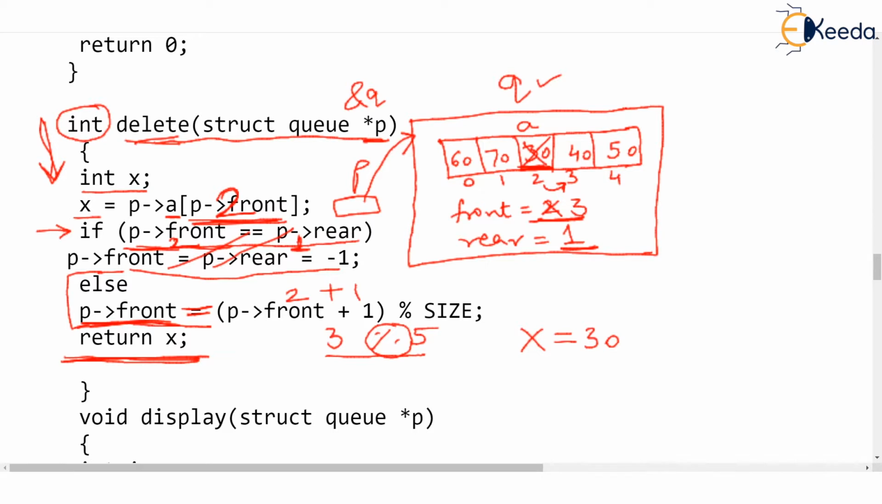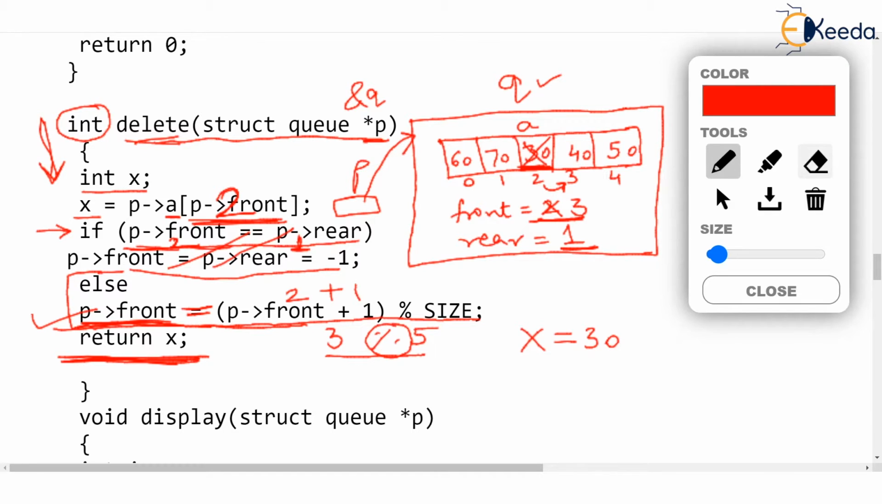I mean, this statement, such a big statement, is the same as front plus plus. Front was 2 and we have just made it 3. So one might wonder why such a complex statement has been written. If it is the same as front plus plus, why is this written? You will see the effect of this statement when we reach the border or boundary of this queue, and we will circularly go back to 0th place by using the mod operator. Okay, so p arrow front has been decided as 3, and finally we return X. That means we return 30 and deletion is completed.